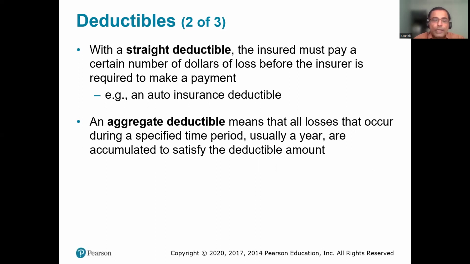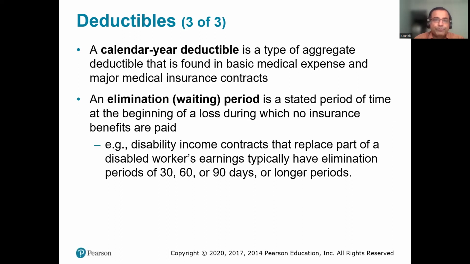Deductibles can be of two types. One is straight deductible, that is, the customer has to pay a certain amount of money, after which the insurer starts to make payment. The other one is aggregate deductible. In this case, the losses that occur during a certain time period are aggregated, and the deductible amount is based on the aggregate amount. It is generally used in commercial insurance.